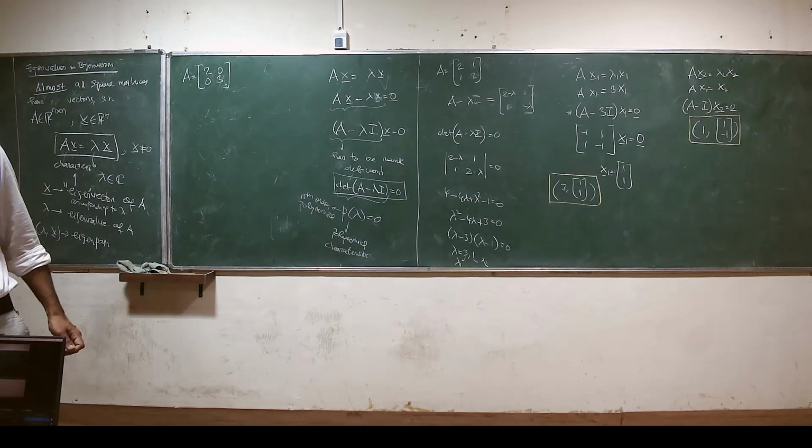I'll come to that. Yes. A bad matrix is one where you don't have enough eigenvectors for all the eigenvalues, and we'll see examples of that.